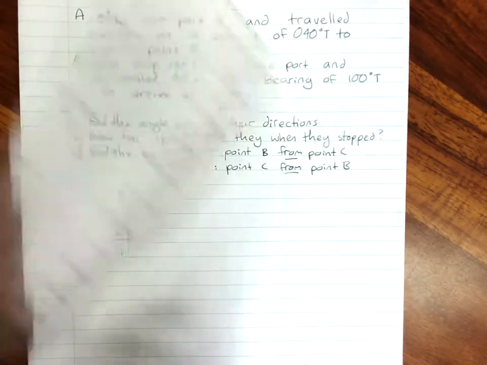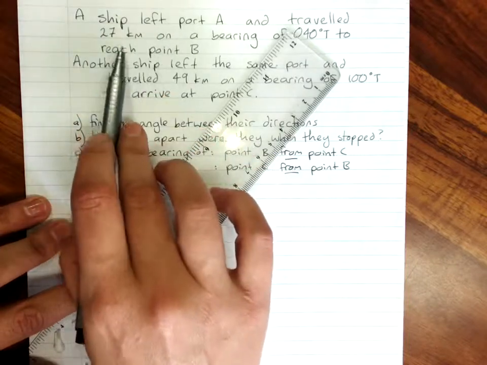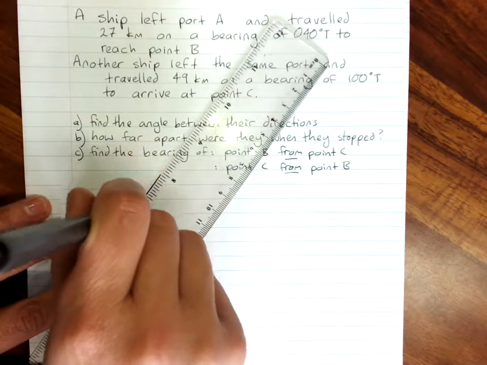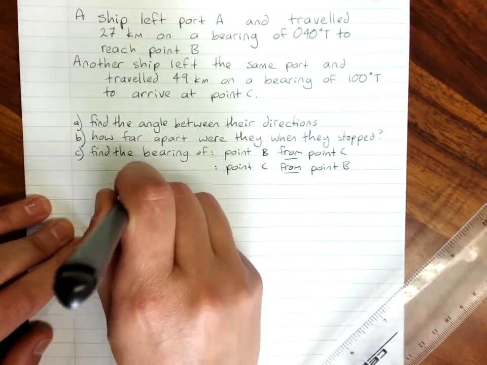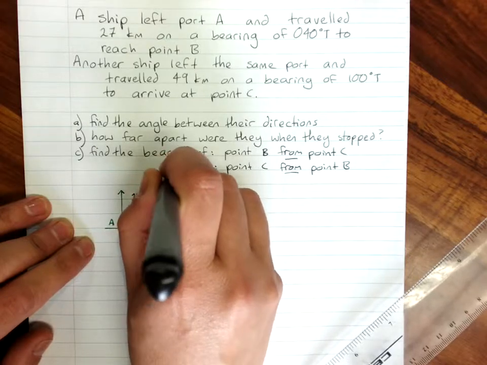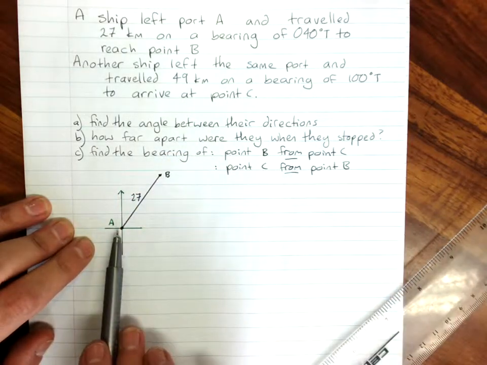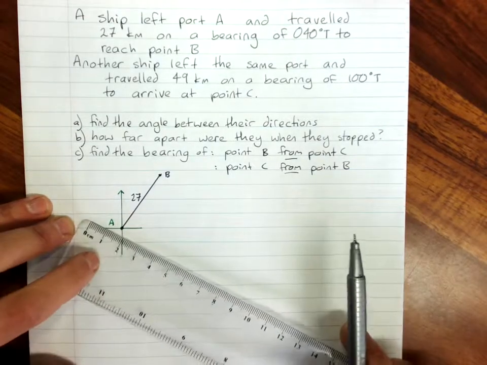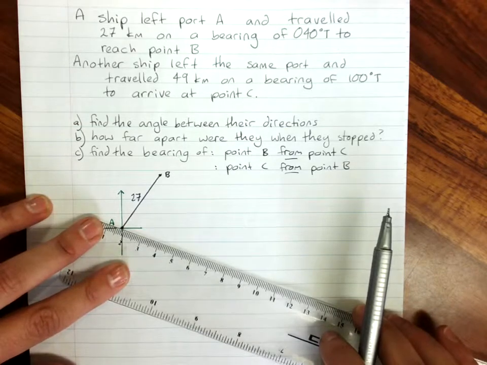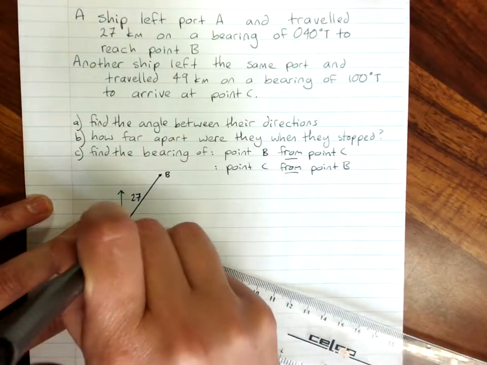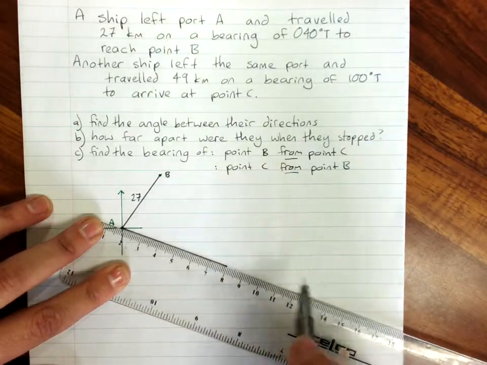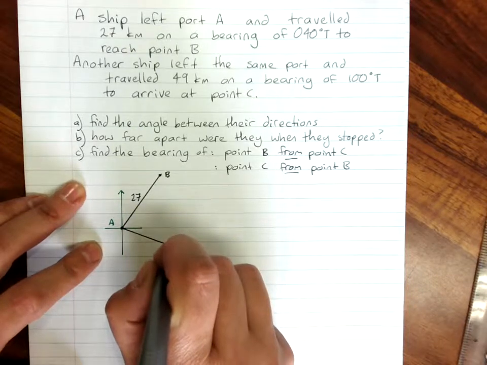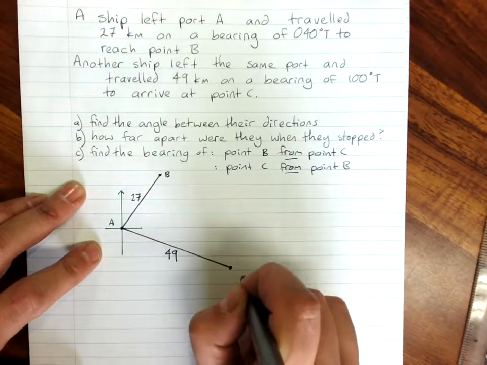So 40 degrees for the ship going towards point B, so sort of around there. And we want 27 kilometres. Then 100 degrees true, well this is 90 here, so 100 is actually going to be sort of like this. And they're going further. That's 49 kilometres, so make sure that you get a really clear, there's more distance travelled there. And that's going to point C.